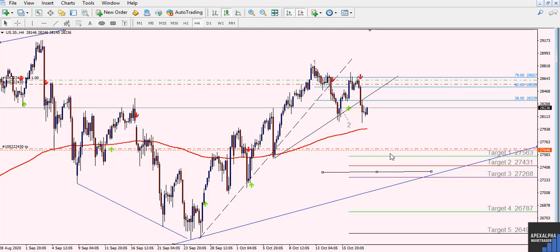So that should bring price to this level and possibly below. Okay, so that's the US 30. The next one is the US 500.